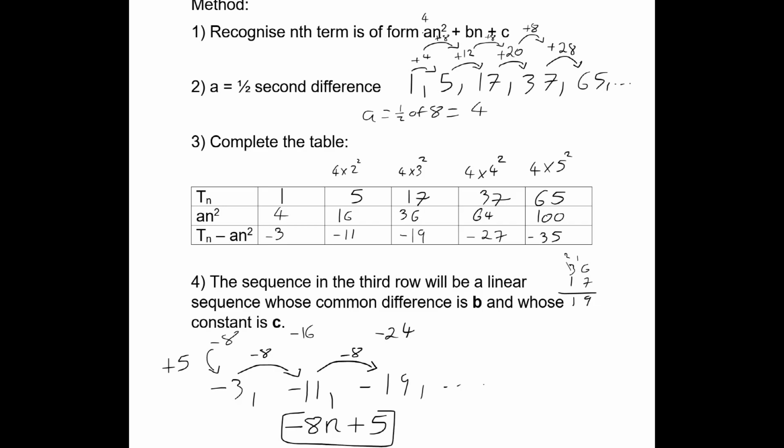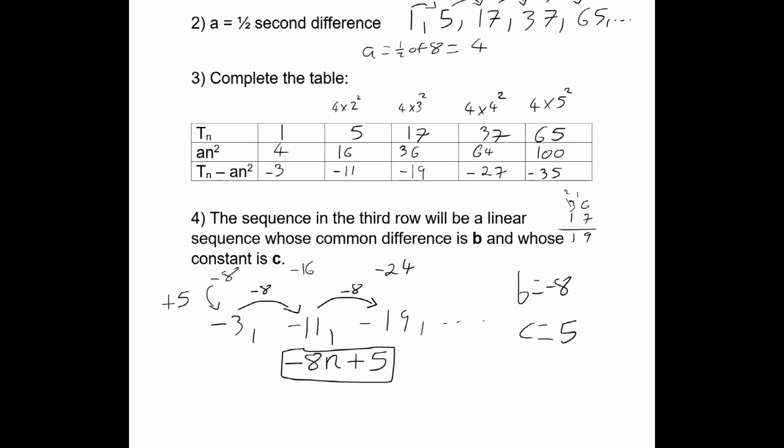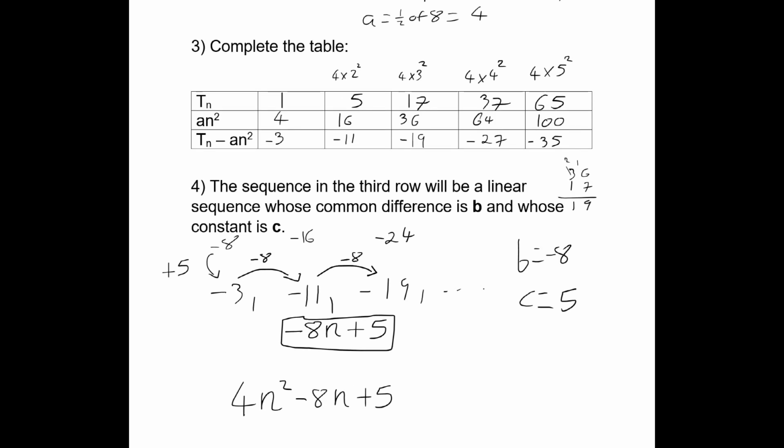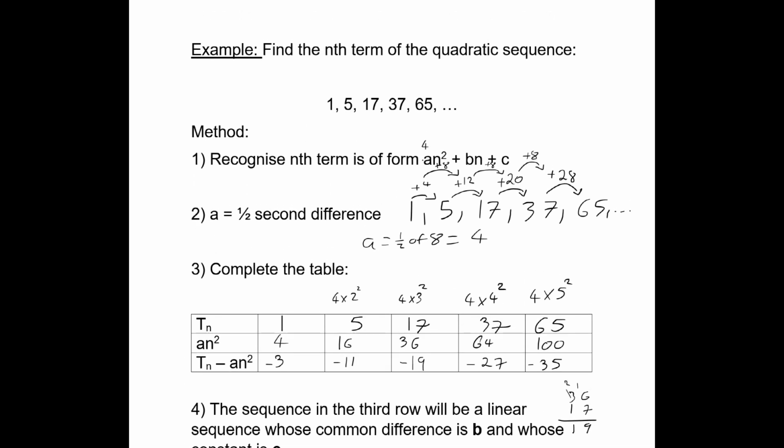So the bottom row has nth term minus 8n plus 5, which means that b is minus 8 and c is 5. We compare it with the an squared plus bn plus c formula. It should be clear. So that leaves the nth term as 4n squared minus 8n plus 5. And at GCSE level, you're unlikely to get one that difficult, so if you can follow that example, you should have no problems with this topic.